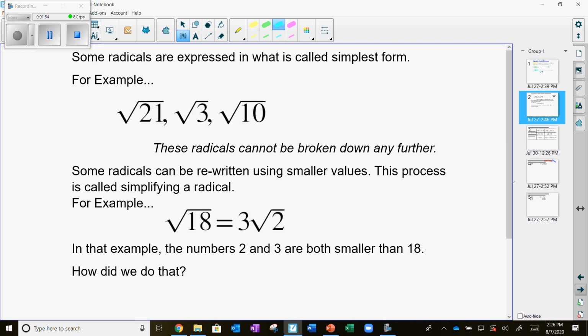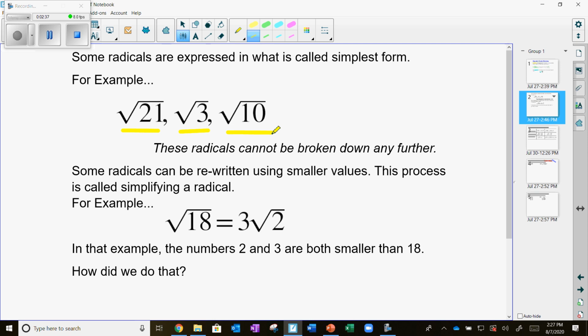Some radicals are expressed in what we call simplest form. We have 3 examples here that are all expressed in simplest form: the square root of 21, the square root of 3, and the square root of 10. The reason that those are said to be expressed in simplest form is that there is no alternate way that I can write the value for the square root of 21 that uses values smaller than 21. 21 is what we call a composite number. It has multiple factors. However, none of those factors ever repeat themselves, so we can't simplify that radical anymore.